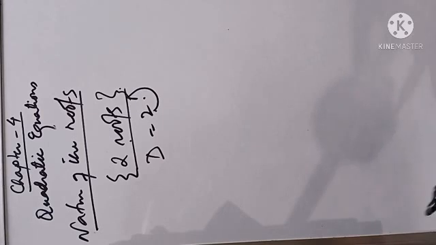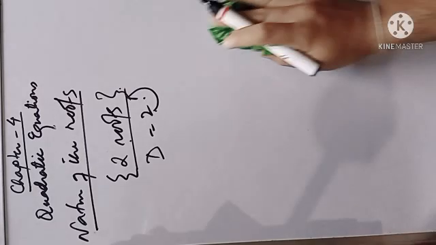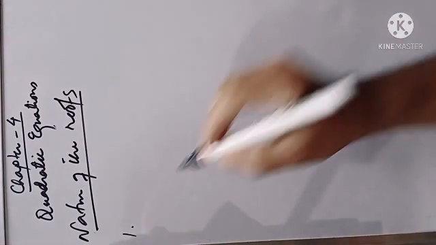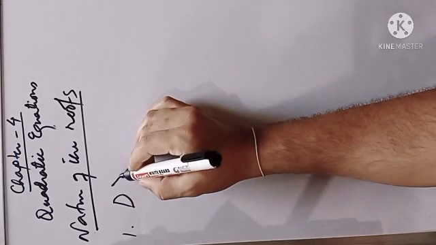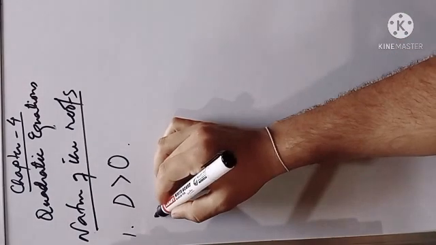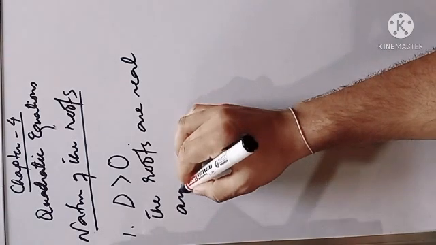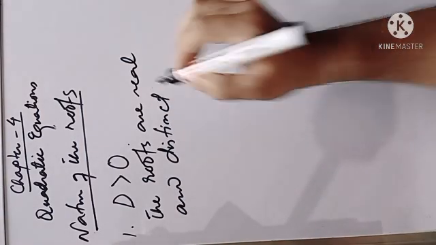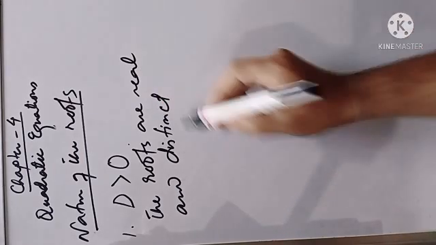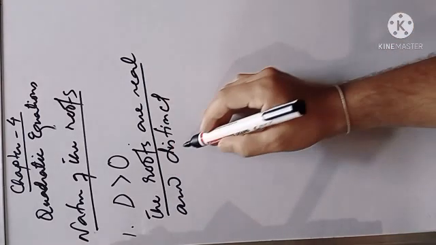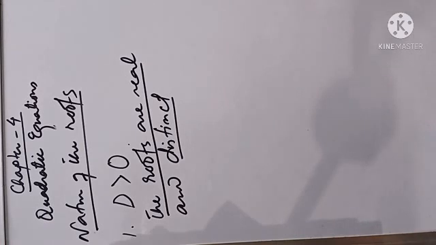Okay, nature of the roots means how are the roots? Are they real numbers? Are the roots equal or are the roots not equal? That is what we are going to study. Okay, let's see. The first one. For a quadratic equation, if the discriminant is bigger than 0, then what happens? The roots are real and distinct. The roots are real means the roots are real numbers. And distinct means the roots are different.